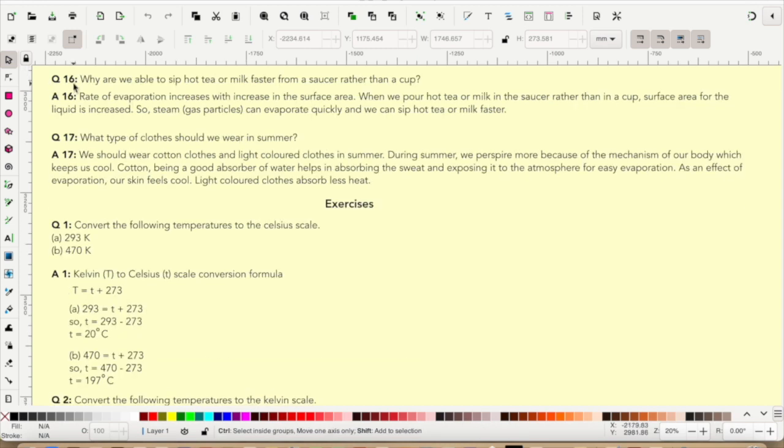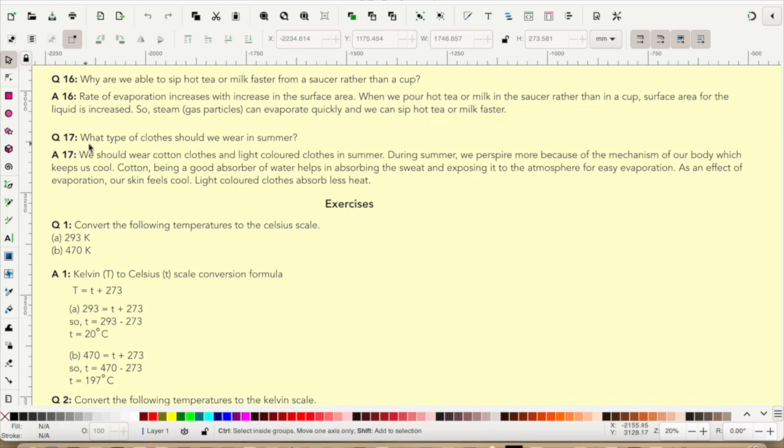Question 16. Why are we able to sip hot tea or milk faster from a saucer rather than a cup? Answer is, rate of evaporation increases with increase in the surface area. When we pour hot tea or milk in the saucer rather than in a cup, surface area for the liquid is increased. So steam can evaporate quickly and we can sip hot tea or milk faster.